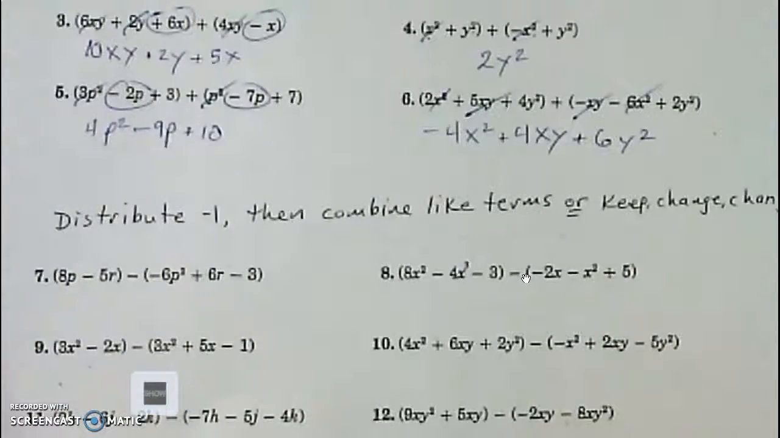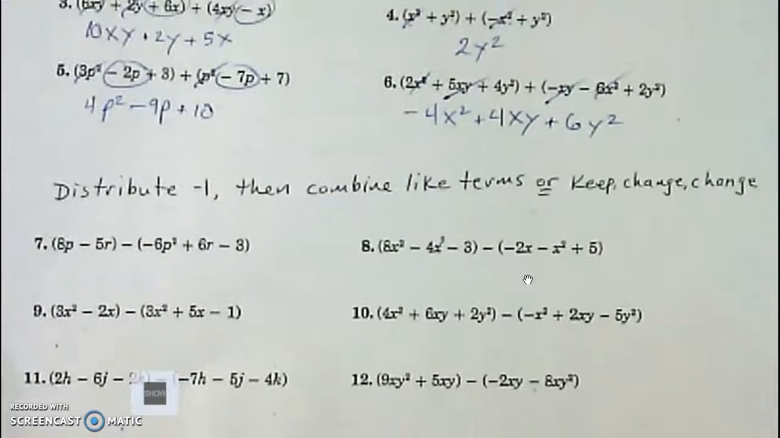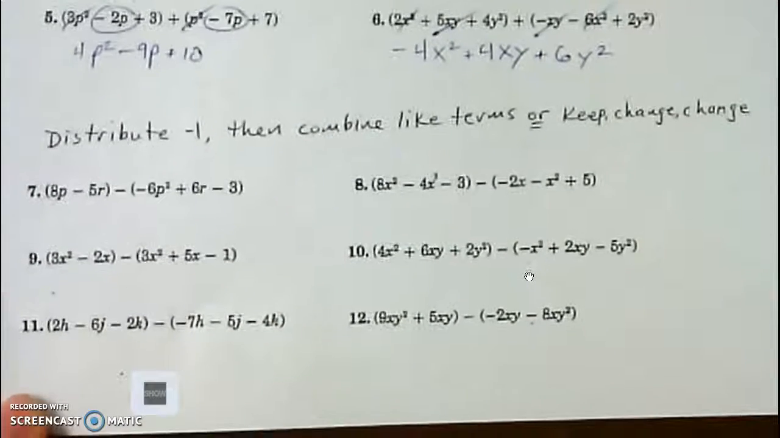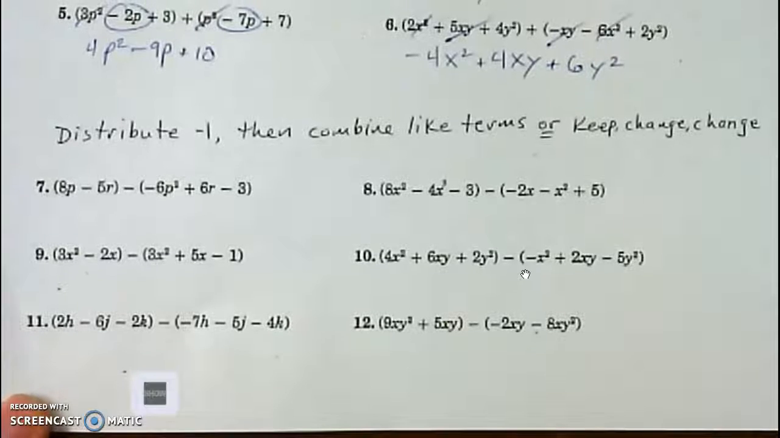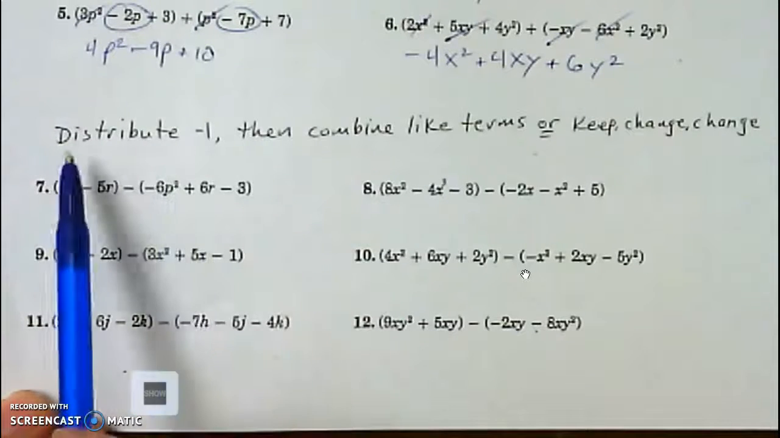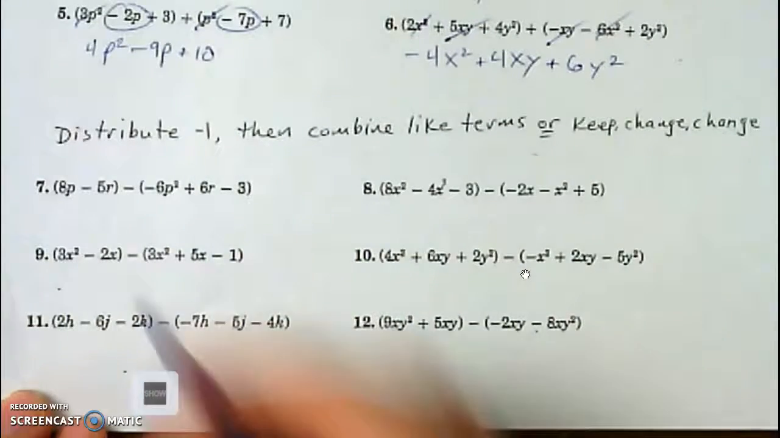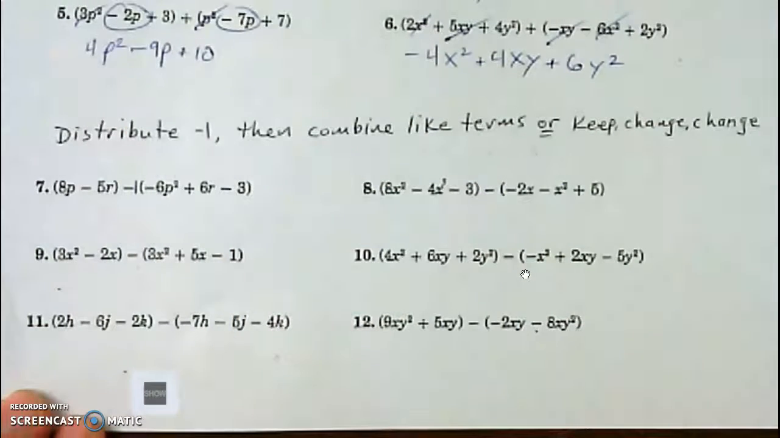Okay, now subtraction's a little different. There are two ways you can do this. Some people like to just, if you've heard of keep, change when you subtract negative numbers, you can do that, and I'll show you what that looks like. But the first one I'm going to show you is to distribute -1, and then just do what you did above. So we'll pretend there's a little 1 right there. It's invisible.